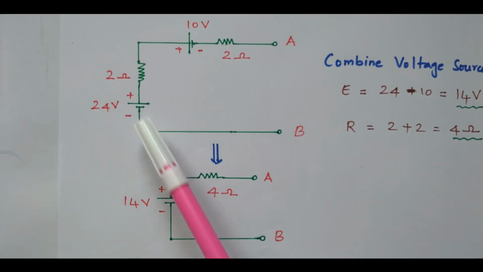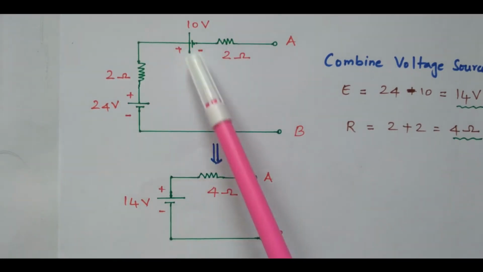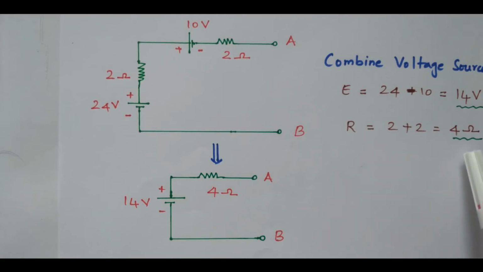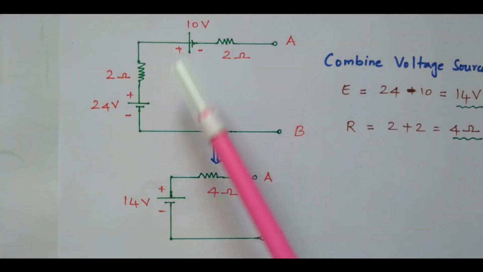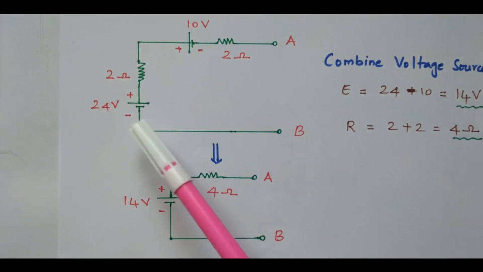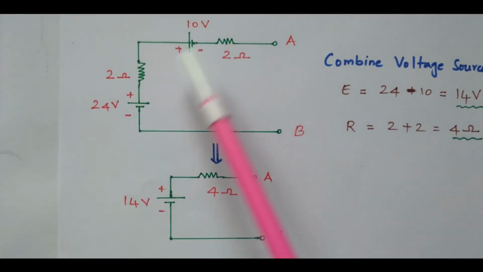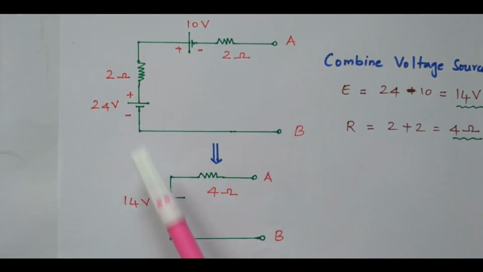What is the resistor? These two resistors are connected in series. So 2 plus 2, 4 ohm. The resultant resistor will be 4 ohm. Right? So these two voltage sources are connected in reverse direction, opposing, so 24 minus 10 is 14 volt. These two resistors are in series, so 2 plus 2, 4 ohm. So this is the final value. Simplified diagram: two current sources and one voltage source are now converted into a single voltage source and a single resistor. Right?